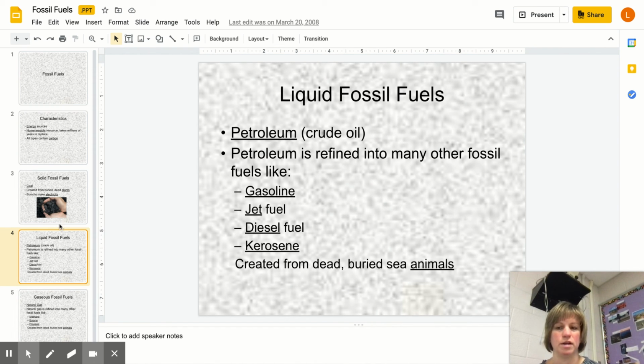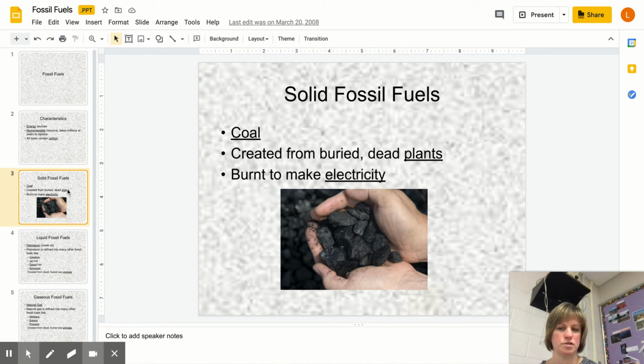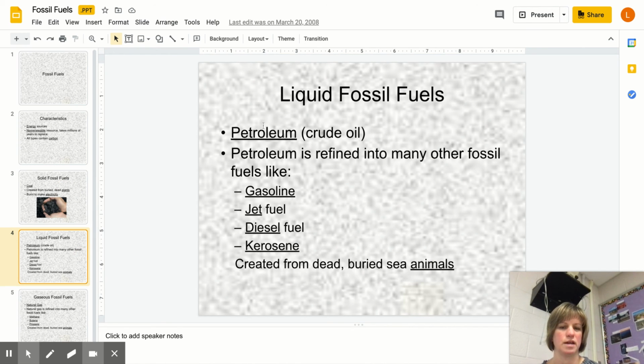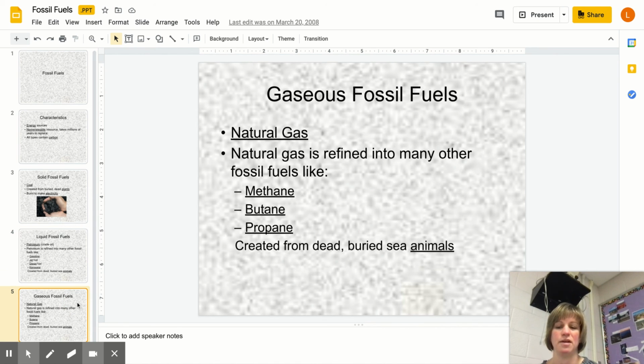Now, our final one, think about what we have already, right? Solid fossil fuel coal, liquid fossil fuel taken right from the ground, petroleum, also known as crude oil. So we have one last state of matter, and that's gaseous fossil fuels. And this one's easy to remember the name, natural gas. Natural gas is taken right from the ground, and just like petroleum, it can be refined into other things. The natural gas is heated to different levels, and specific chemicals can be siphoned off out of the natural gas. So methane is one, butane, and propane.